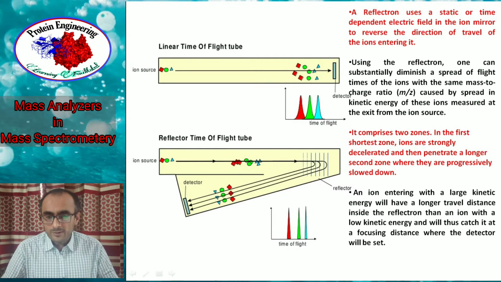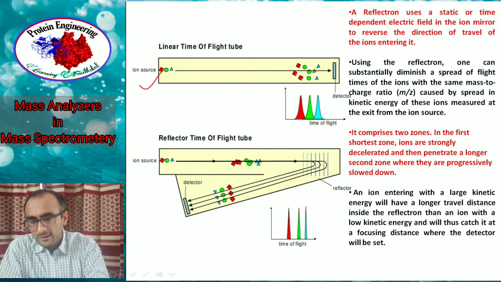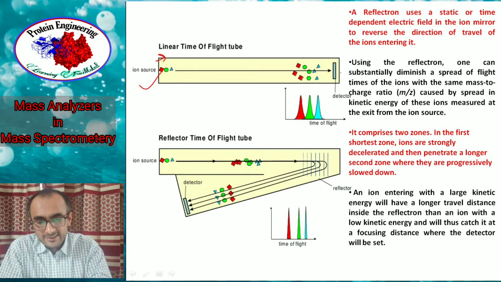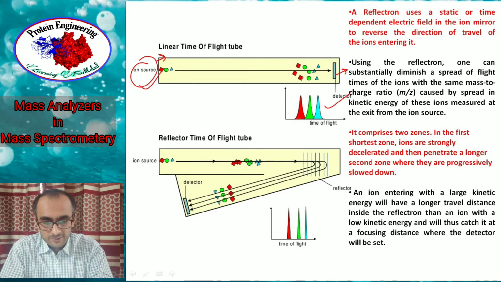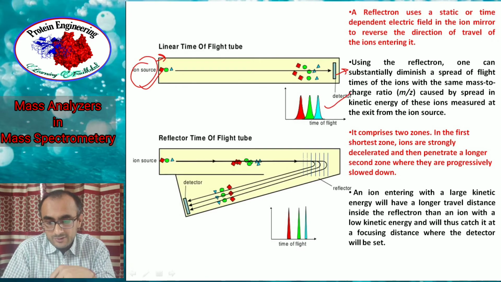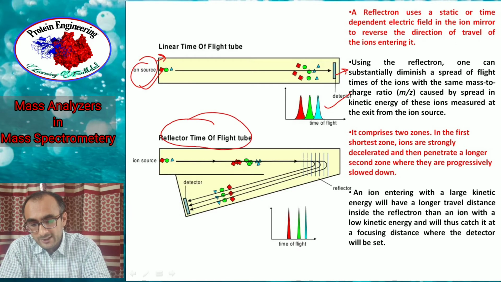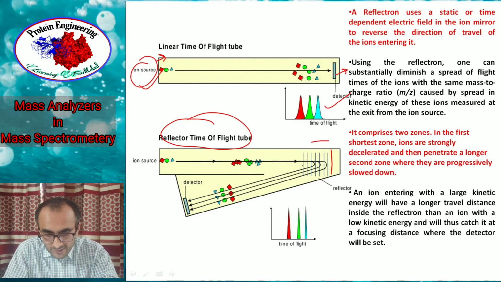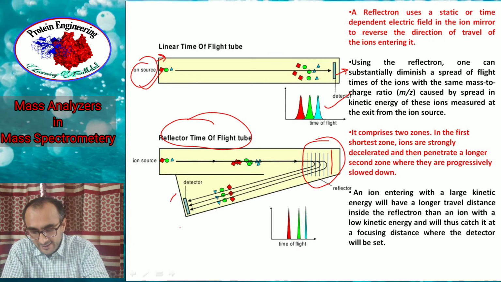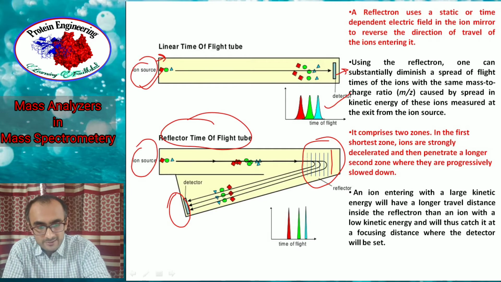There are two types of TOF tube. One is the linear TOF tube. In a linear TOF tube, ions enter at one end and are detected at the opposite end from the ion source, where you have some resolution. Then you have another, which is very common these days, the reflectron or reflector time of flight tube. In reflectron, you have an ion mirror, and from this ion mirror, the ions are reflected and collected in the same direction. The detector is located on the same side as the ion source.